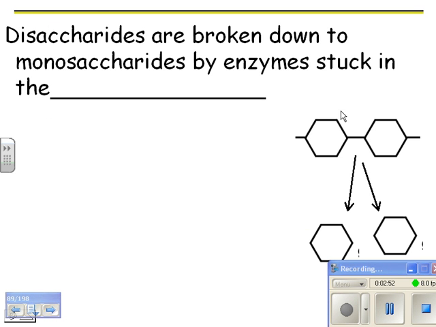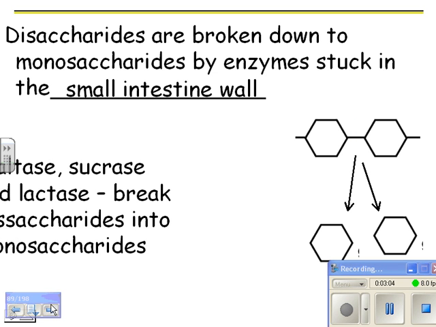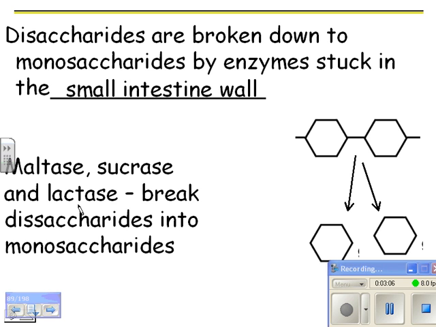And so once you break the polysaccharides down into these disaccharides, you just have to break this bond to make the monosaccharides. So disaccharides are broken into monosaccharides by enzymes stuck in the small intestine wall. And here are some examples: maltase, sucrase, lactase. They break disaccharides down into monosaccharides.